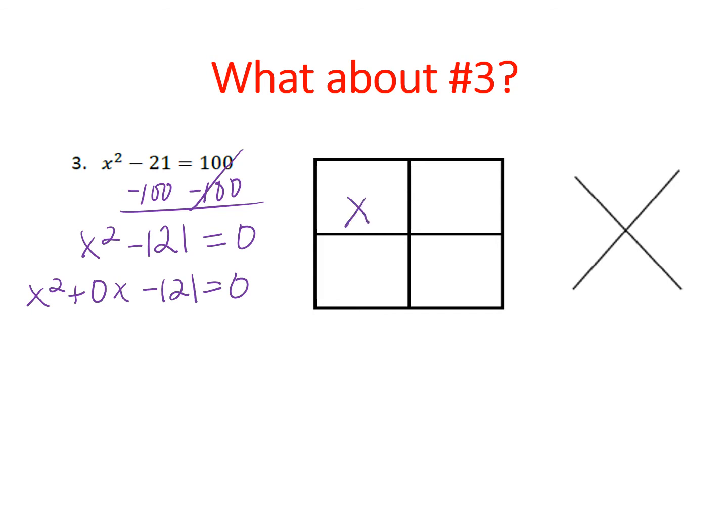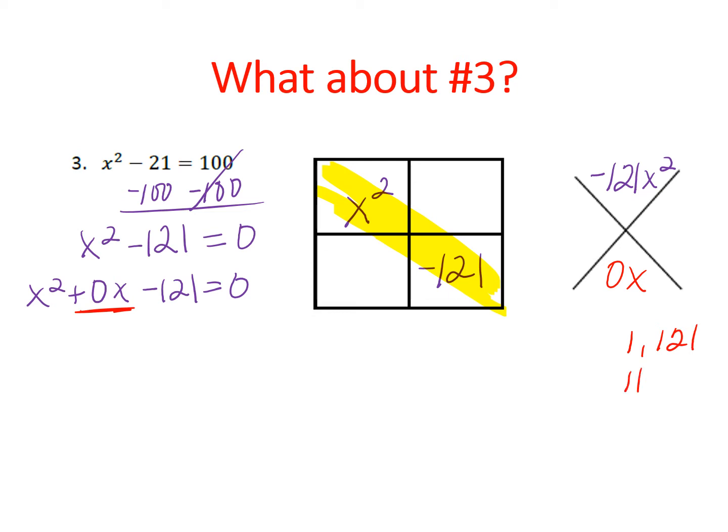We can fill in our x squared. We can fill in our -121. Again, we want to see what multiplies to give us -121x squared, and then we want to see what adds up to give us 0x. So again, I don't really worry so much with the negative to start with. I have 1 and 121, and then I know I have 11 and 11. Those are the two that pop into my head.